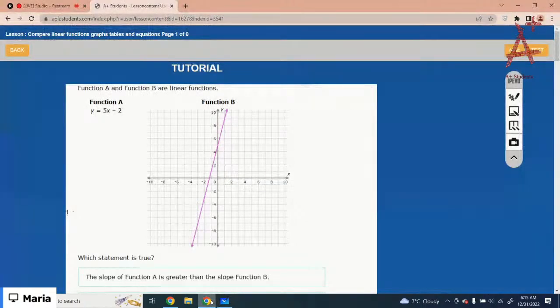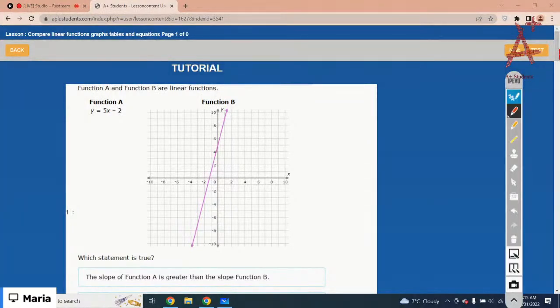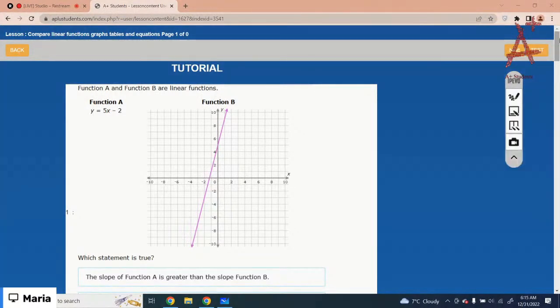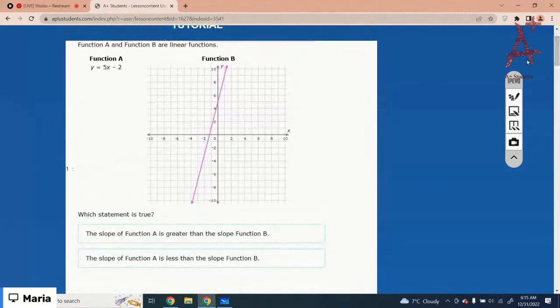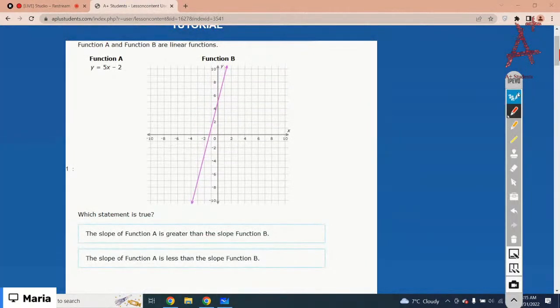Okay, you are given two functions. Function A and function B are linear. You are given one graph and one equation. You have to look at which of the statements is true. The statements are: the slope of function A is greater than the slope of function B, and the second statement is the slope of function A is less than the slope of function B.